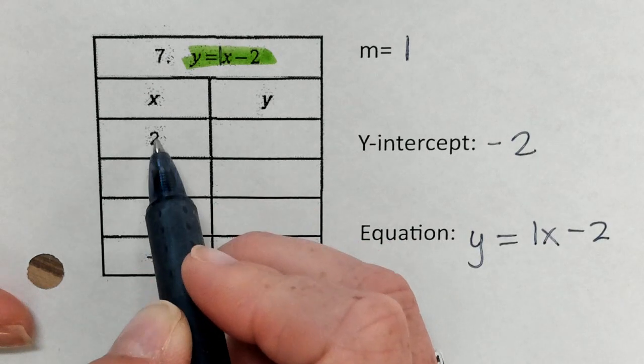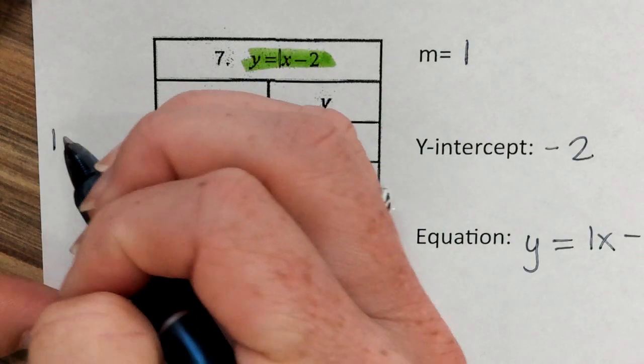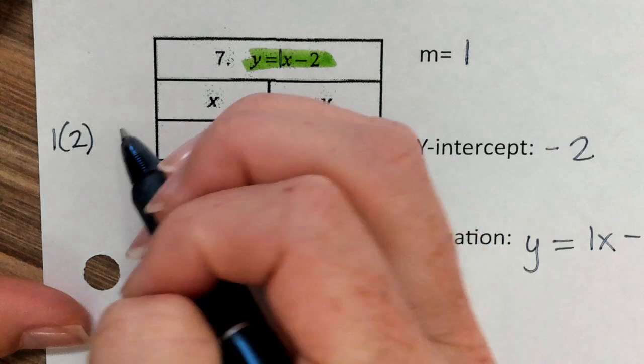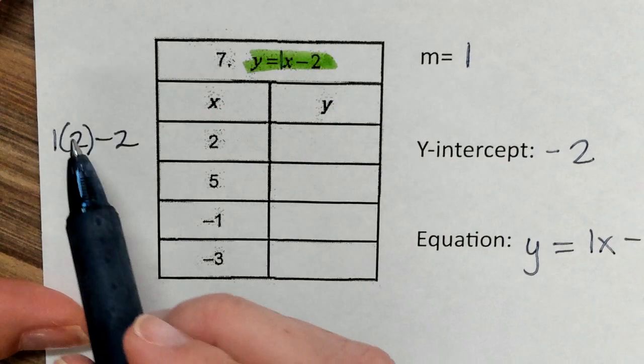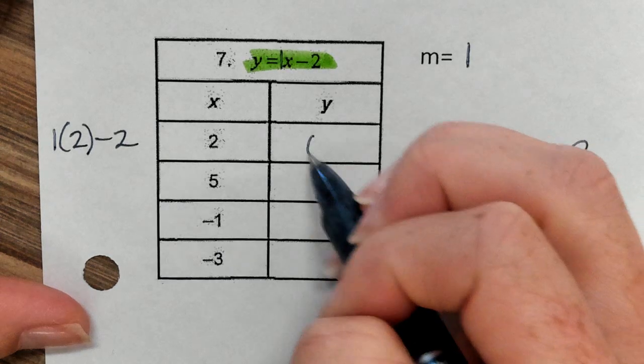What am I going to plug in for x? 2. So I'm going to do this equation: 1 times 2 minus 2. What is 1 times 2? 2. And what's 2 minus 2? 0. Okay.